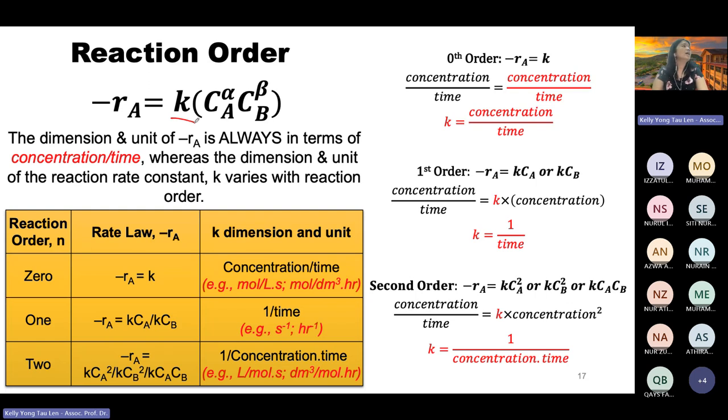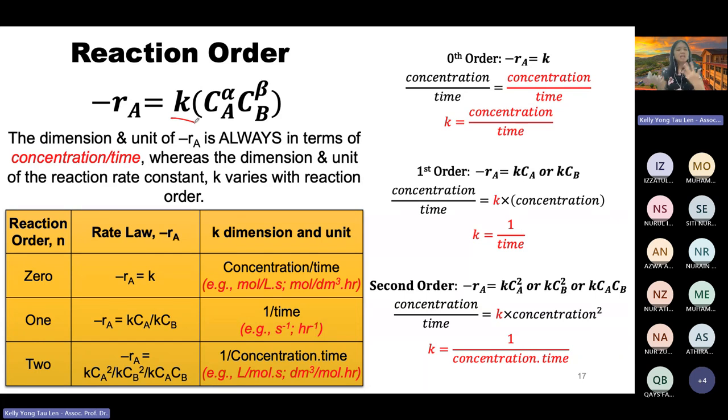Alright, so first of all, before we learn more about k, we also have to learn first the unit of k. You may wonder, why do we have to learn about units? I will explain. First of all, the unit of k will not be the same. It means that if I have different reactions with different rate laws, and when I say rate law I mean minus RA, I have a different minus RA, the unit of k will also be different. And it is important to know the unit of k. So first, let us explain why the unit can differ according to the rate law.